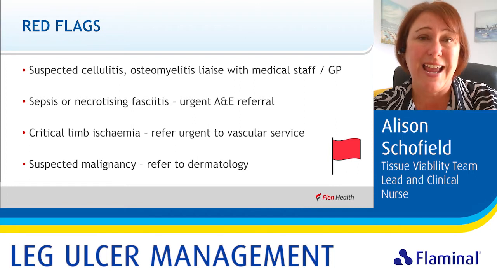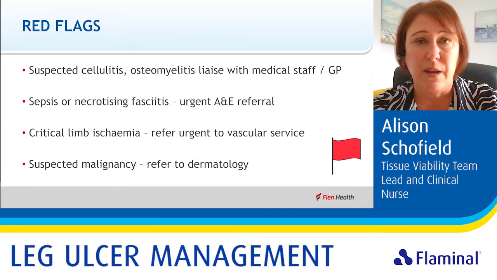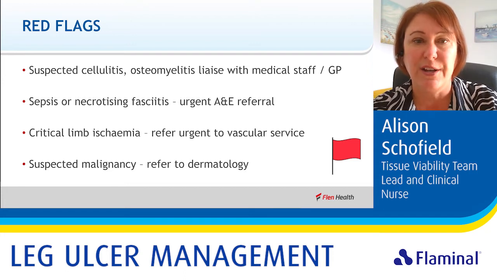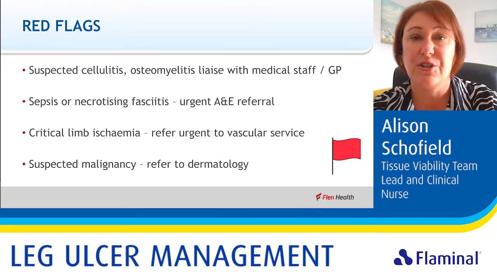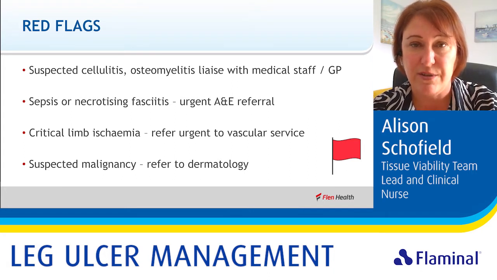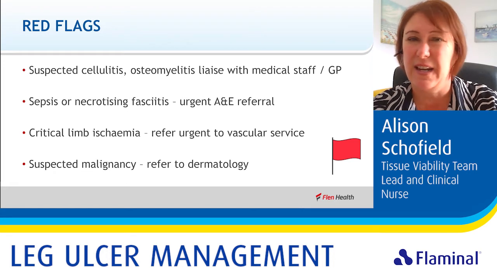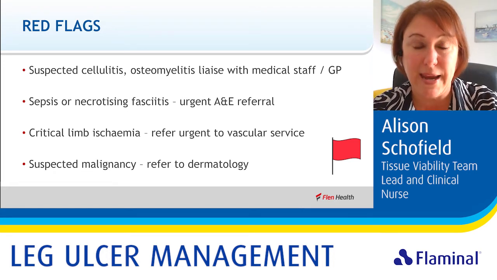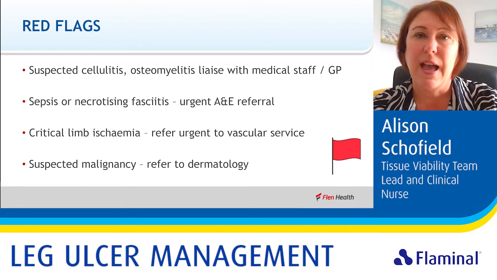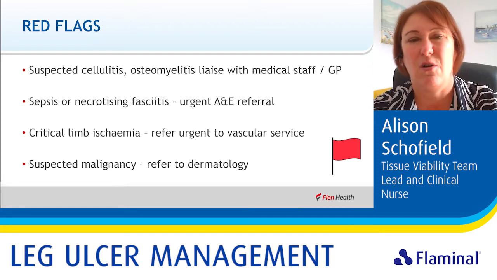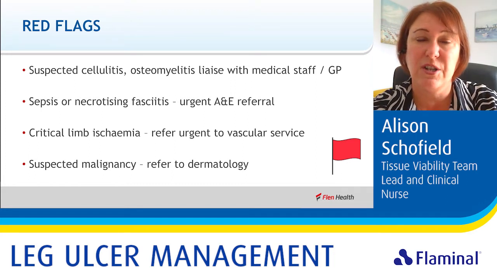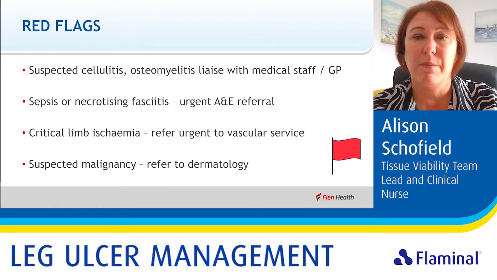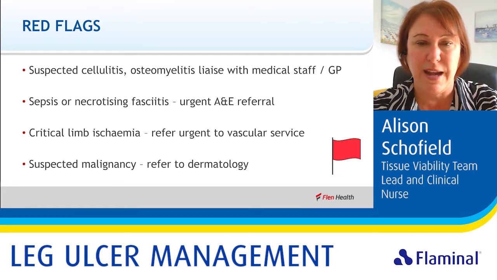But this is an urgent A&E referral, because these people will often need to go into theatre to have this surgically debrided. If there are signs of critical limb ischemia, we need to refer urgently to the vascular services. So if there's necrosis to the foot or leg, any changes in skin colour, temperature, or an increase in pain. And suspected malignancy: if something's just not quite right, it looks unusual, then we can refer to dermatology and they can do skin punch biopsies to confirm anything like that.